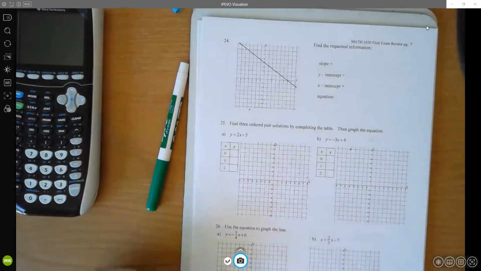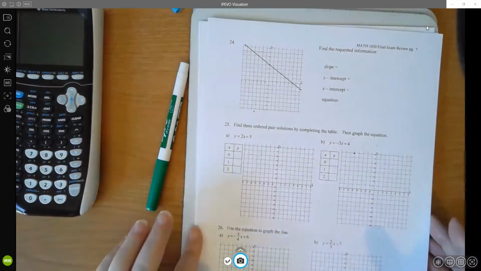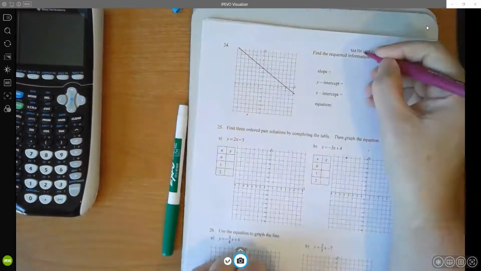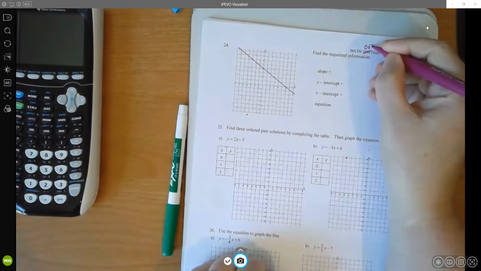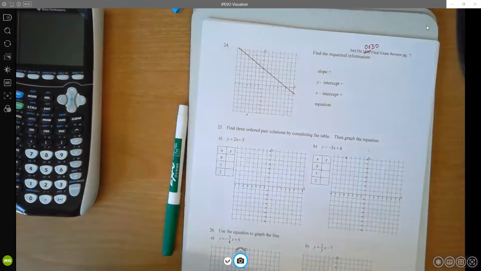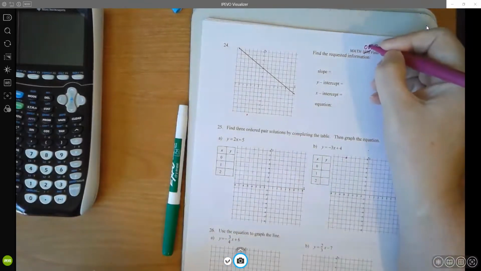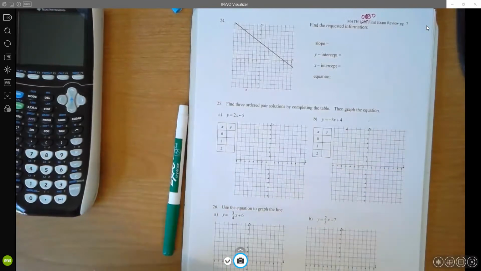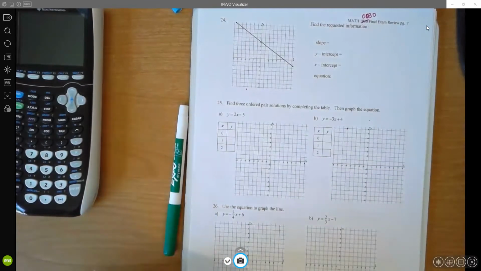As we get started, let's look. We're on page 7 of the Math Final Exam Review for Math 0030. I do not know why that is a typo, but it is. It is Math 0030. That's not a 6, that's a 0. So not only do I have a typo, I have a writing error. But we are on page 7 of the review.